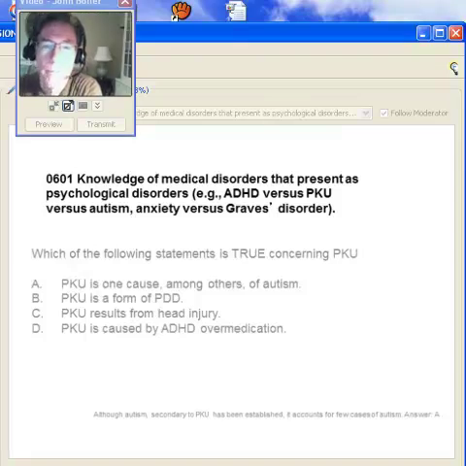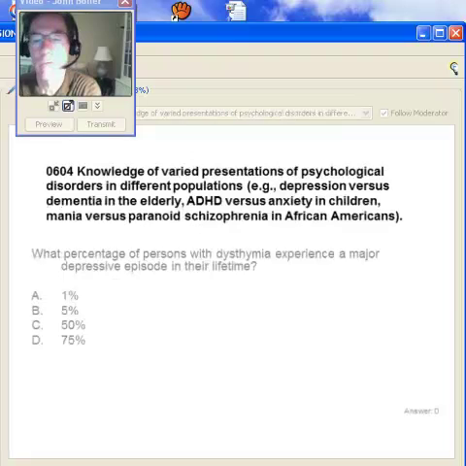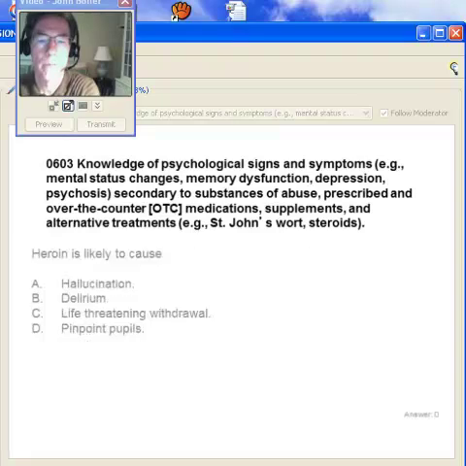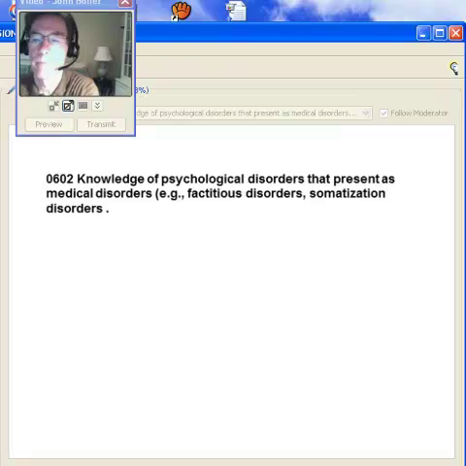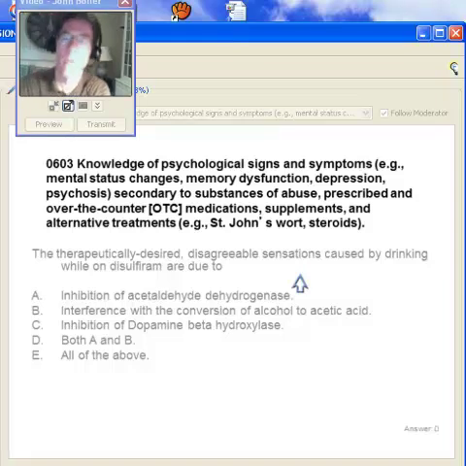Okay, let's see. 2 is knowledge of psychological disorders that present as medical illnesses, such as physical disorders, fictitious and somatization disorders. And if you look here, what do they got? An example here. Excuse me, let me go back. Oh, we don't even have a question there, sorry. Knowledge of psychological signs and symptoms of mental status changes, memory dysfunction, depression, psychosis, secondary to substance abuse, over-the-counter drugs, as well as alternative medications and supplements.